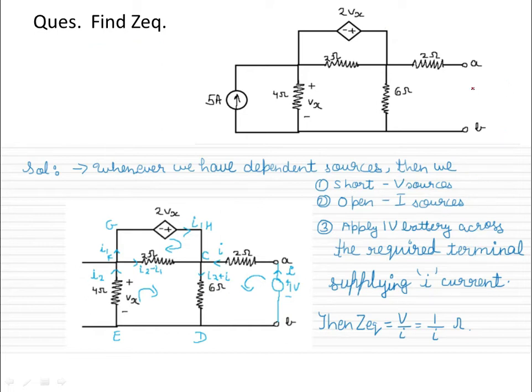So what we do is we apply a 1 volt battery here, supplying current I. Then the equivalent impedance between A and B is voltage upon current, and since the voltage is 1 volt and the battery current is I, therefore the equivalent impedance is 1 upon I. Now we'll solve this question and find the value of I. But remember, before applying this, you have to short all the voltage sources and open all the current sources.